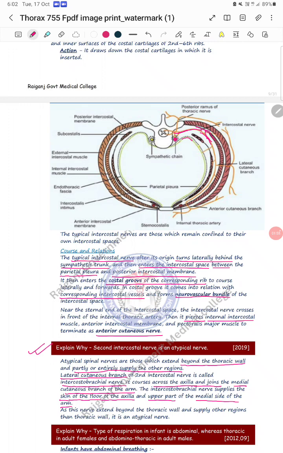Near the sternal end of the intercostal space, this is the sternal end, the nerve crosses in front of the internal thoracic artery. This is the internal thoracic artery. So, in front of the internal thoracic artery, the nerve passes.